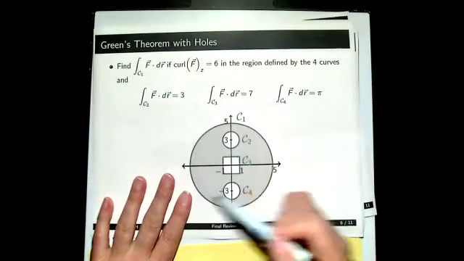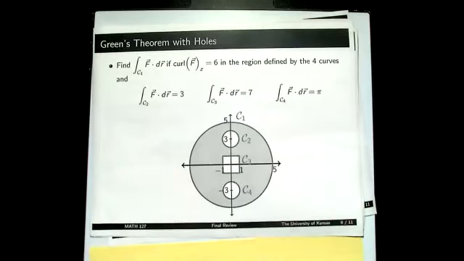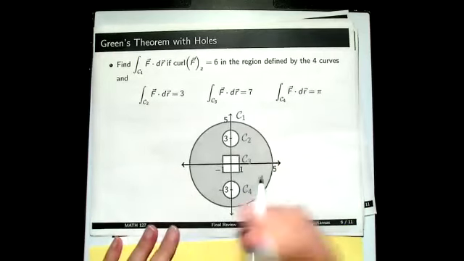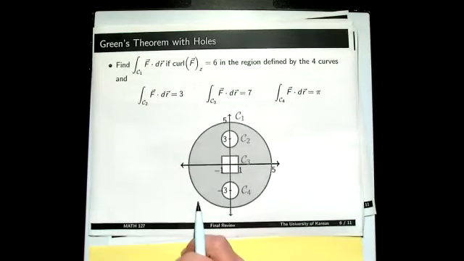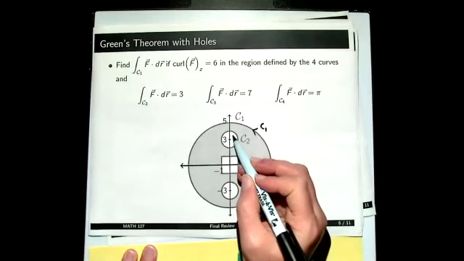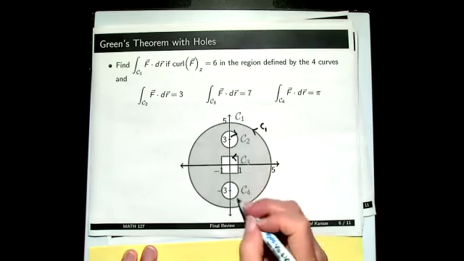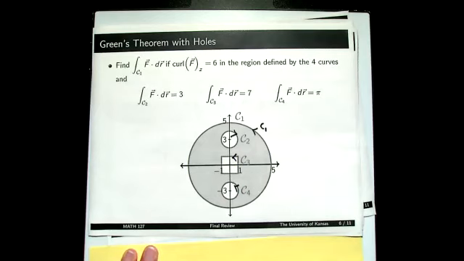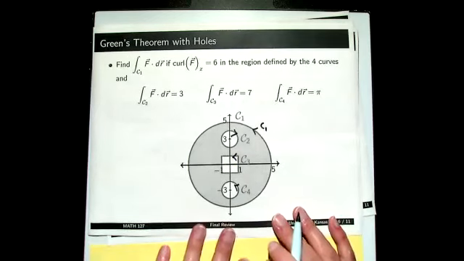It tells me that this is the Green's theorem with holes. What do I do? I told you about the breakdancing, and I messed up. This is C1, this is C2, this is C3, C4. My fault for not preparing this ahead of time.